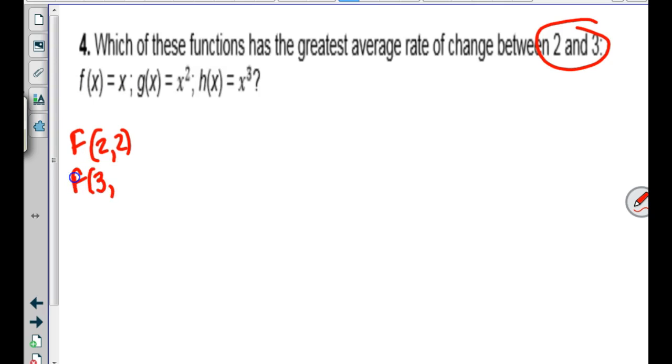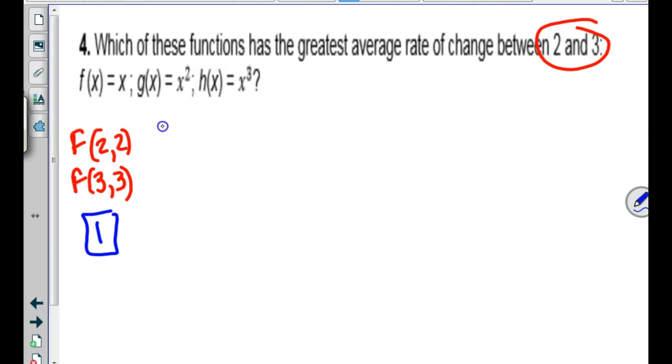All right. This says what's the greatest rate of change between 0 and 2, and it wants you to do all 3 different functions. So for f, if I put in a 2, I get out a 2 because it's just linear. It says f of x equals x. If I put in a 3, I get out a 3. What would the slope be then?